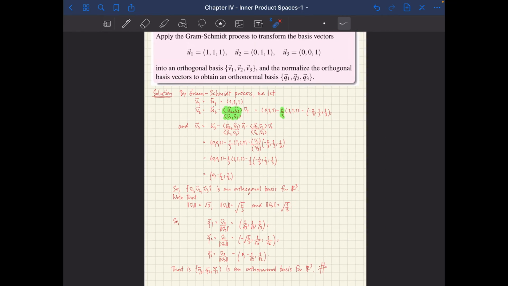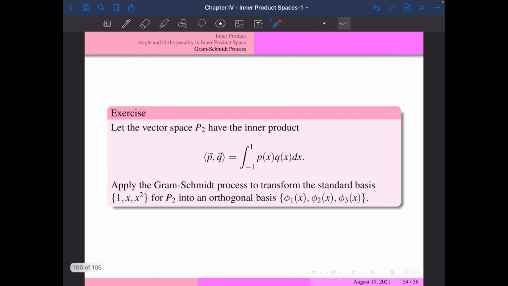you can find an orthogonal basis by using the Gram-Schmidt process. That's why we move to the next example. The next example is P2. Everyone knows P2, right? P2 is the set of all polynomials of degree less than or equal to 2, and the standard basis of P2 is 1, x, and x squared. I need you to apply the Gram-Schmidt process to transform this set to an orthogonal basis.